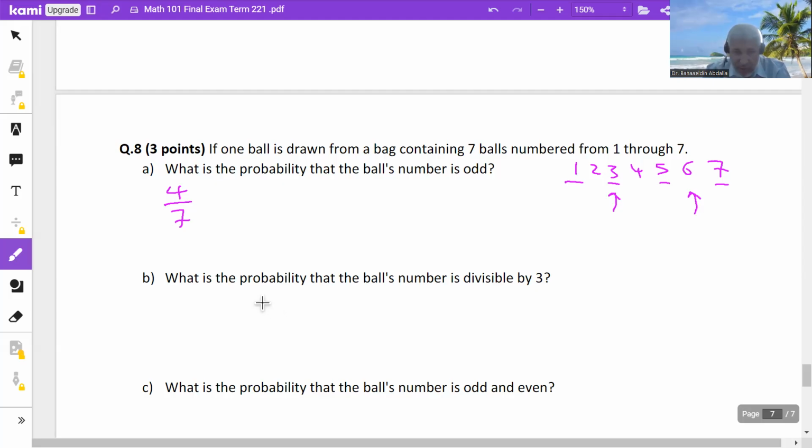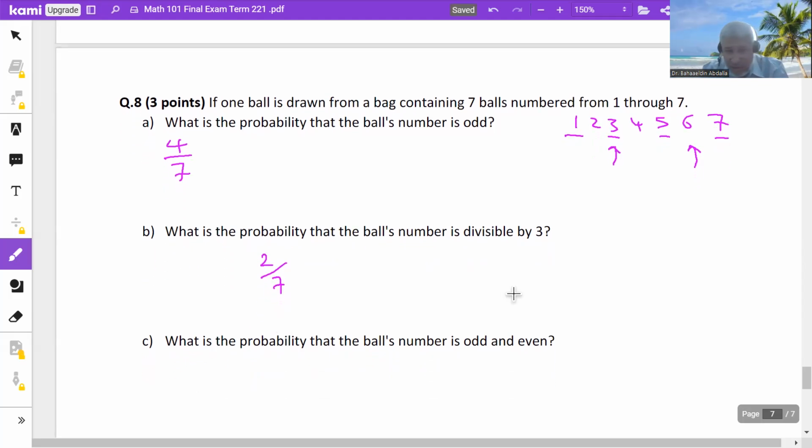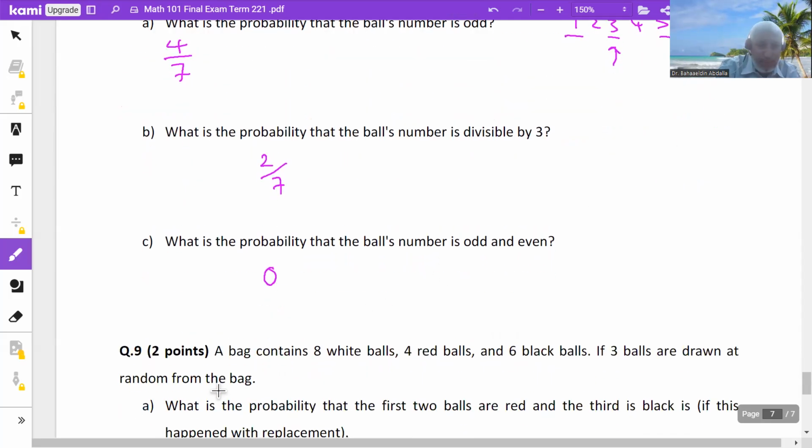There are only 2 possibilities, so 2 over 7. What is the probability that the ball's number is odd and even? Well, there is no number which is odd and even together here, so the probability is 0.